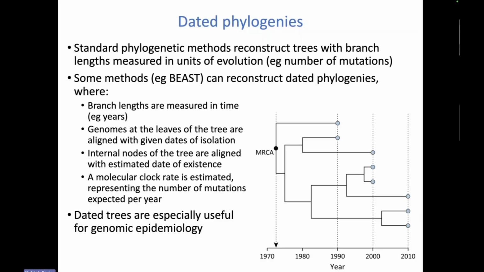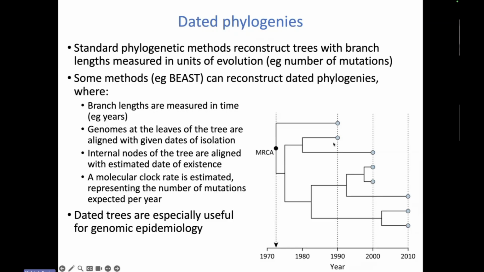But what's even better is to reconstruct a dated phylogeny. And what I mean by that, again, you might be familiar with that, especially if you've been using BEAST, is a tree in which the branch lengths are measured in units of time, so maybe in years, in which each genome is aligned with its known date of isolation, and the ancestors of the tree are aligned with the estimated date of when these ancestors existed.